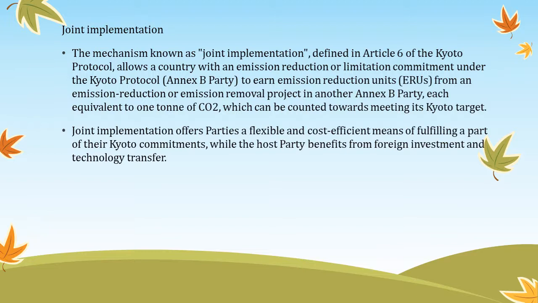This particular committee relies on an independent agency accredited by JISC, and they are responsible to determine whether the relevant requirements have been met before the host party issues or even transfers those emission reduction units. So a host party which in fact meets all the eligibility requirements may at any time choose to use the verification procedure under track two. So this is what it is with respect to joint implementation.